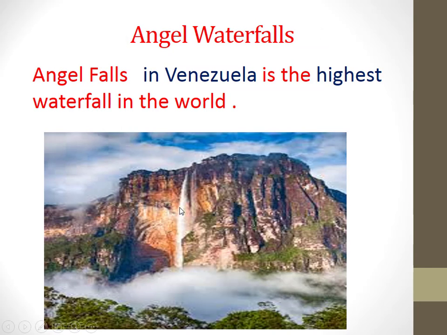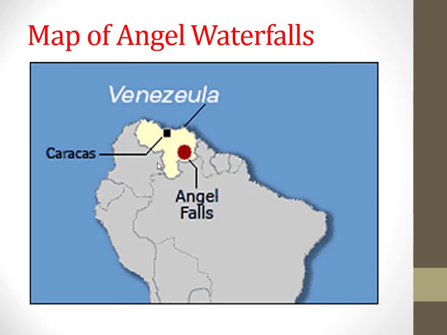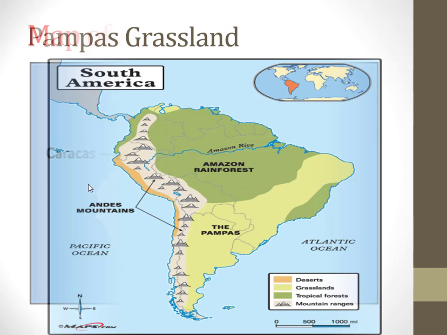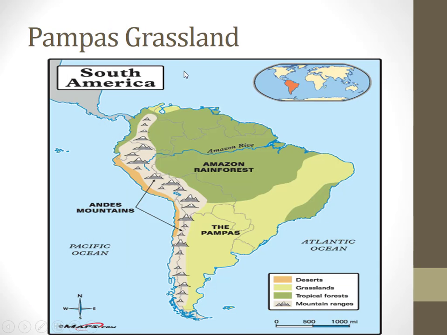Angel Falls, we said before, they are in Venezuela, in the north of South America. It's the highest waterfall in the world. Now I will show you the map of the Angel Falls. This is Venezuela in the north. You have the red spots here where the Angel Falls are. Now here, Pampas Grassland. Look at Pampas Grassland, a very huge area in the south, middle, and southeast.